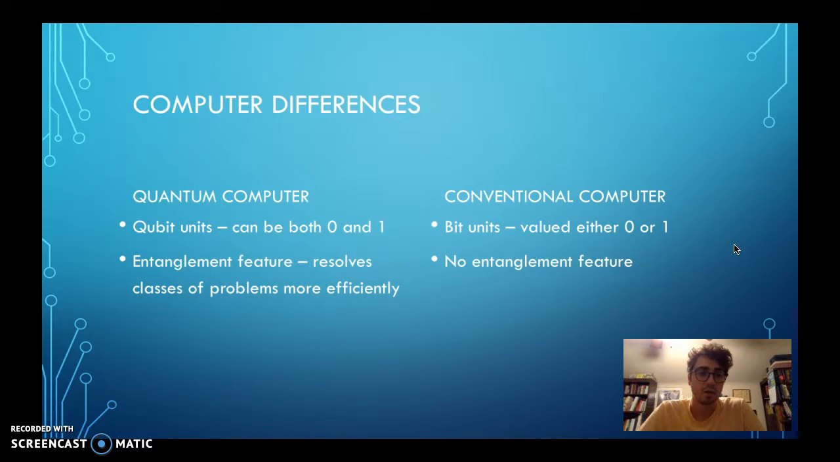Each has units that they make their calculations with. The conventional computer uses bits, which either have a value of 0 or 1, whereas quantum computers use qubits, and these can be both 0 and 1 simultaneously. Quantum computers also have an entanglement feature, which helps fix any problems that arise, and it's very useful for entire class problems.